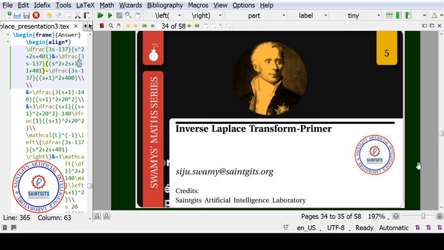Good morning and welcome to the Inverse Laplace Transform primer. This is a basic of Inverse Laplace Transform and some methods to find Inverse Laplace Transform.